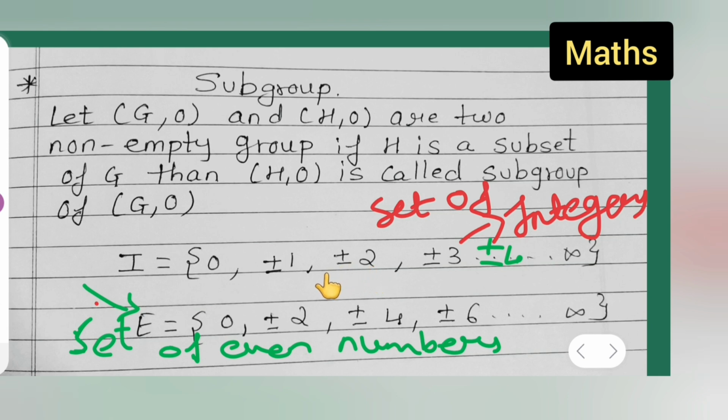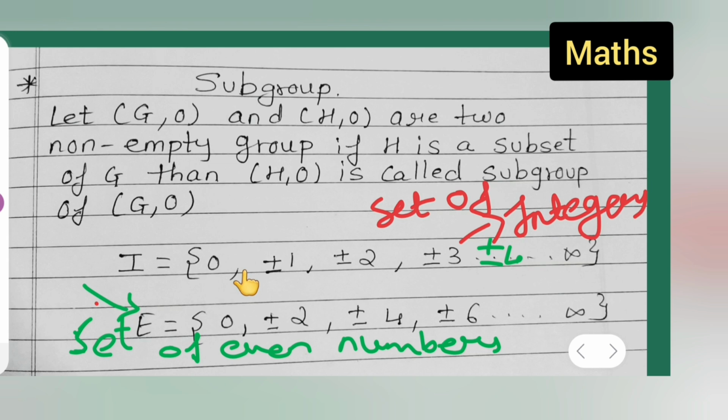Whatever elements are present in E are there in I. But whatever elements are there in I are not all in this. Not every element: like 1 is not there, 3 is not in this, right? But whatever elements you can see, like 0, 2, 4, 6, will be present in this. This goes up to infinity, right? So what happens over here? I see that this E is a subgroup of this I, and E is a proper subset of I.